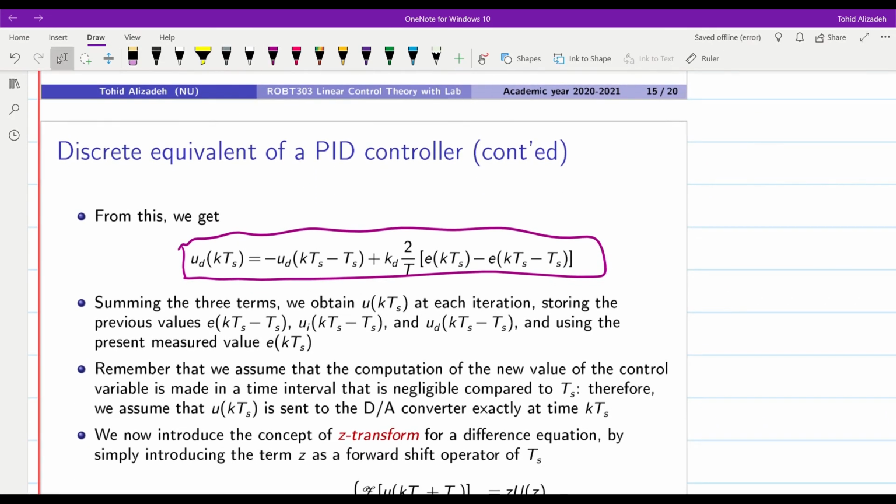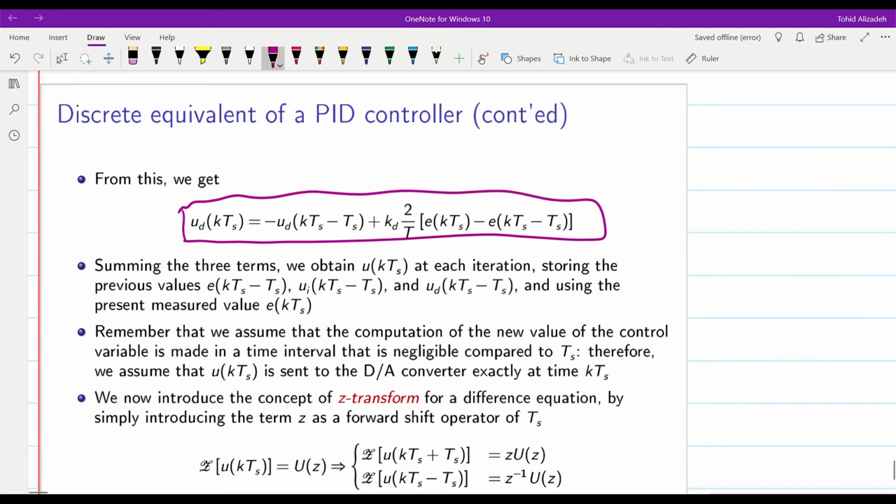Now that we have the three terms obtained, we can sum all of these together, and then we will obtain the expression for the digital PID controller, discrete PID controller. So we will obtain u at k times ts at each iteration, and we will store the previous values of the error and ui and ud, and we will also use the present value of the error signal.